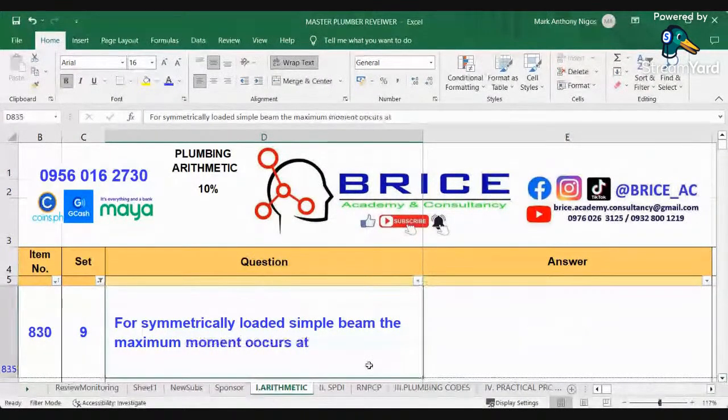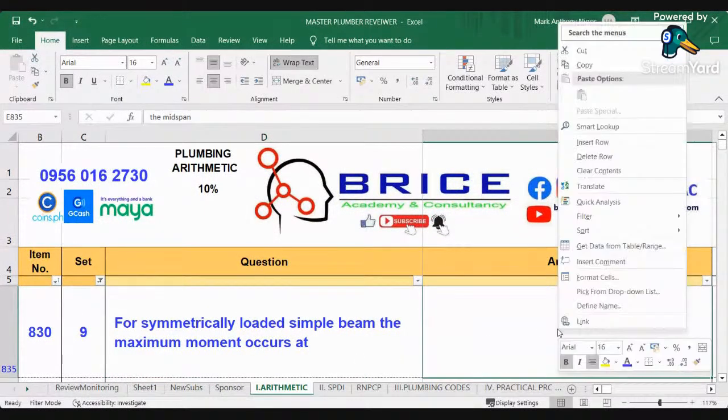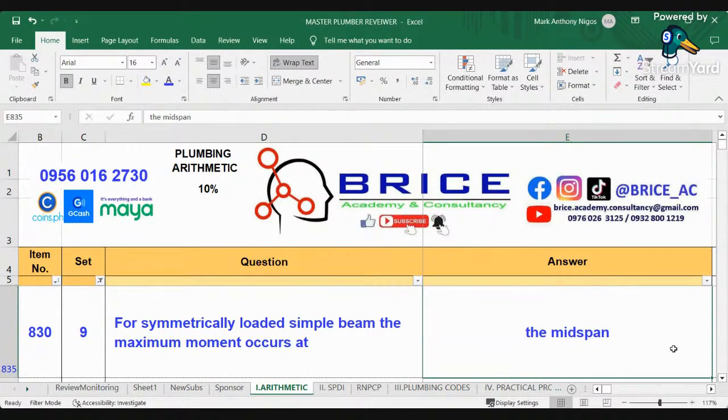For a symmetrically loaded simple beam, the maximum moment occurs at the center, or the midspan. For a symmetrically loaded simple beam, the maximum moment occurs at the midspan.